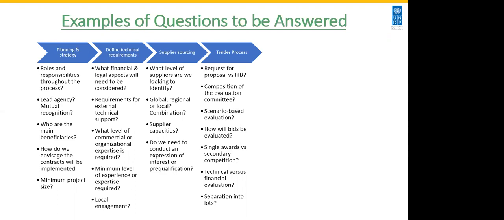The idea of single awards versus secondary competition. If we pre-qualify, are we looking at having exclusive LTAs for certain regions or certain countries or certain types of solutions with certain LTA holders? Or, Mark mentioned having 20 LTAs. The idea there is that we would have a number of LTAs that are potentially pre-qualified that we can then put in competition based on the actual projects that we have.